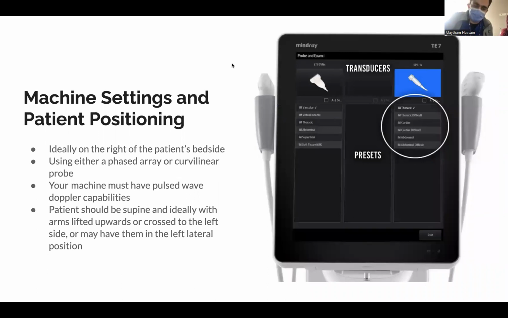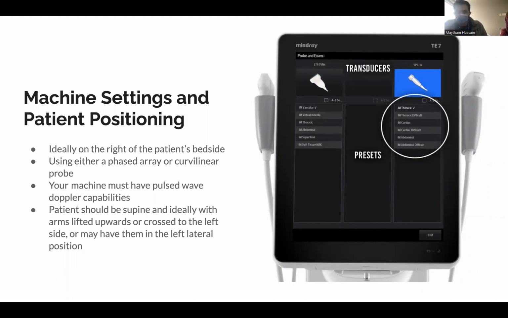So first things first, you want to make sure you have the right machine in order to do this. Ideally, you're on the right-hand side of the patient. You can do this using either a phased array probe or a curvilinear probe. Usually using a curvilinear probe, you might have more success. You need to make sure that your machine has pulsed wave Doppler capabilities.